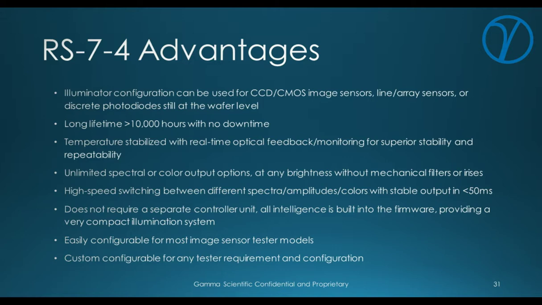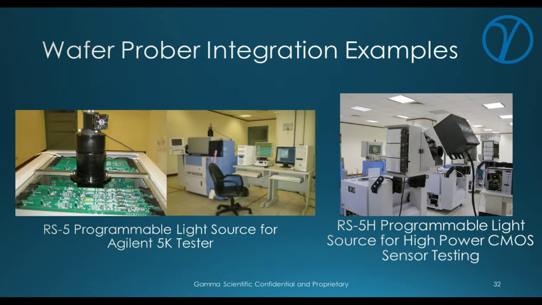A major advantage of this compared, again, to the traditional tungsten halogen approach is primarily the long lifetime and the fact that we can switch much faster between different output powers. The dynamic range adjustability without any moving parts is a major advantage. We're able to customize and configure it for a variety of different sensor test systems. We've done this in the past with previous generations of our products, which you can see here, where we've integrated the RS5 and the series into different light sources.